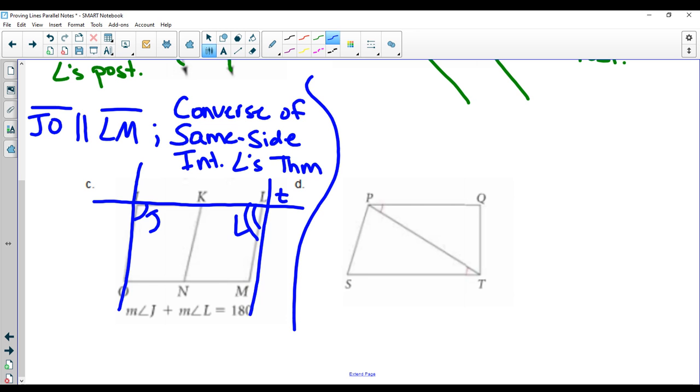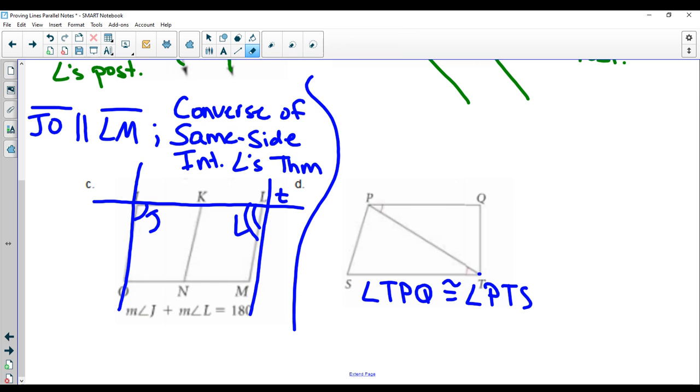Let me separate this out. Let's come over here. So based on what I see here, let me show you what I'm looking at. We know that angle TPQ, I'm just going to write that out for a minute. They're telling us that TPQ is congruent to angle PTS. Okay? I just wrote out what was given.